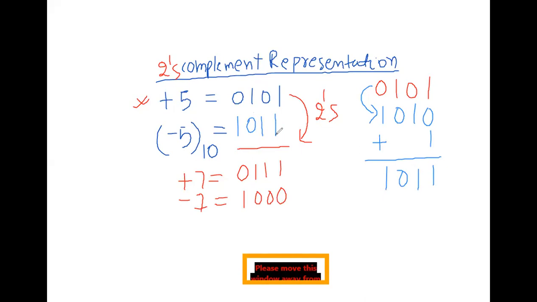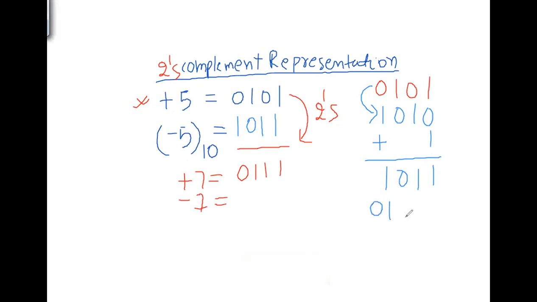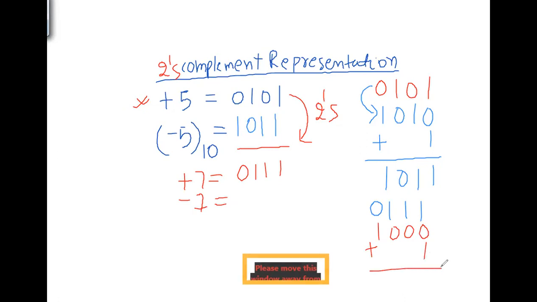Then what about minus 7? Plus 7, we know, is 0, 1, 1, 1. So just take the 1's complement of this. It will be 1, 0, 0, 0, then add 1. Just take the 1's complement, then add 1, so it becomes the 2's complement. It will be 1, 0, 0, 1. So the answer is 1, 0, 0, 1. This is minus 7 in 2's complement representation.